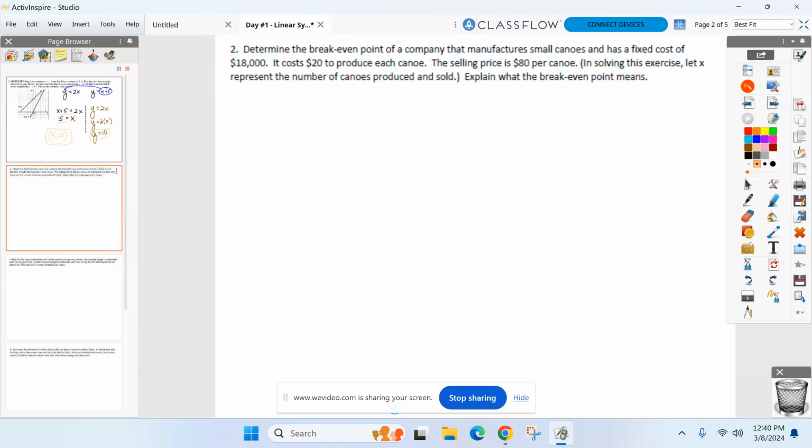I want to know how many canoes I need to sell to break even. And what does break even mean? I don't lose money making them, but on the other hand, I don't gain any money from selling them. So break even, I'm going to leave it at this for you: the cost to make them is equal to the revenue, the money I bring in from selling them. You help me find out how many canoes I need to make so it doesn't cost me anything, but I don't make any money. So cost is equal to your revenue.